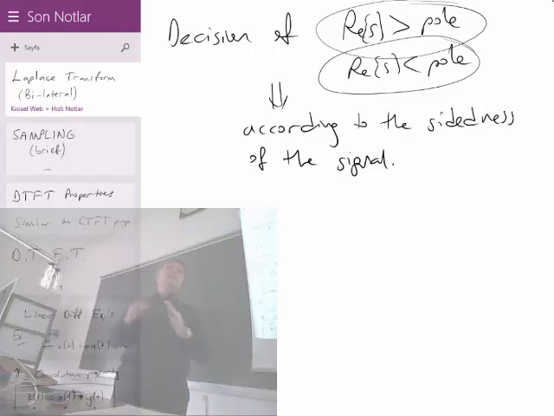Once you get X of s, you will evaluate the poles. According to the poles, you will see to the right or to the left, and you define the region of convergence. X of s plus the region of convergence, you put it inside a box and put a check mark and get 10 points from this question. It's as simple as that. So let's stop at this point. We will continue next week.